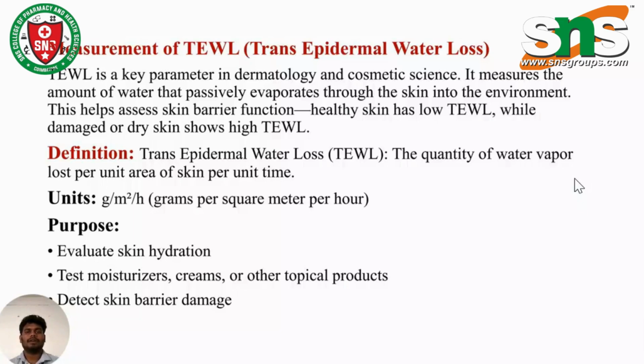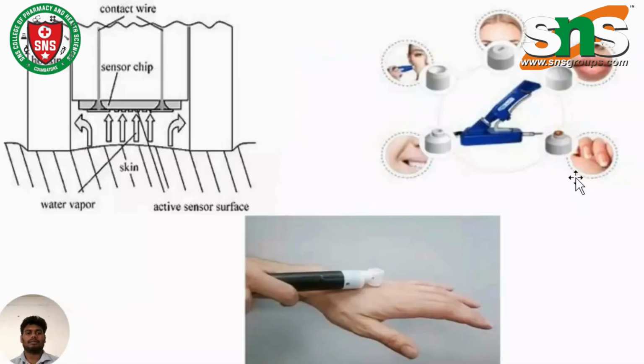It is defined as the quantity of water vapor lost per unit area of skin per unit time. Its purpose is to evaluate skin hydration, test moisturizer creams and other topical products, and assess skin barrier damage. The instrument for transepidermal water loss contains a contact probe housing a sensor chip, which senses the water vapor at the skin surface.